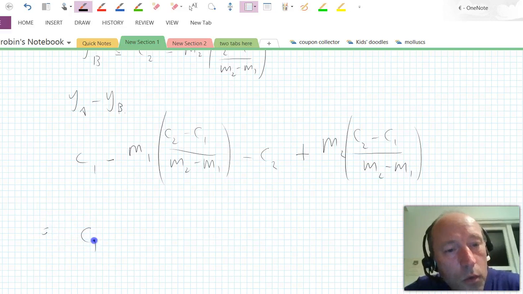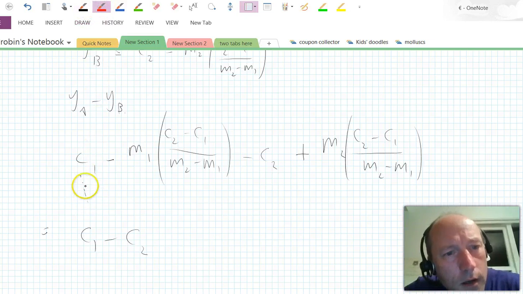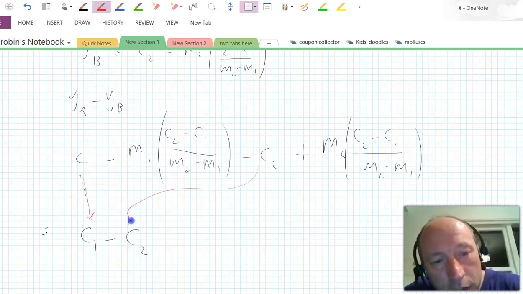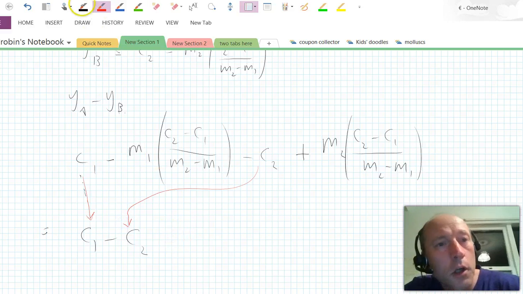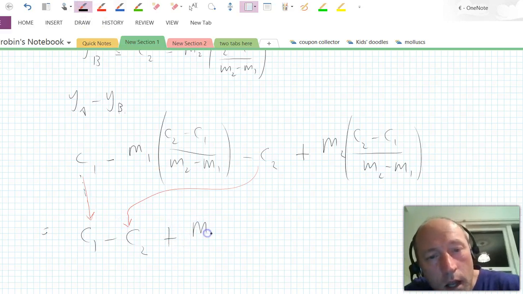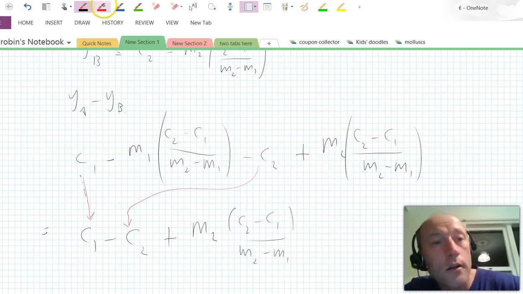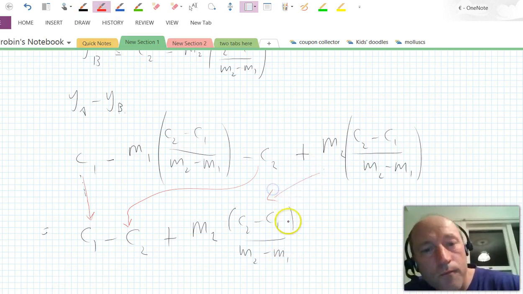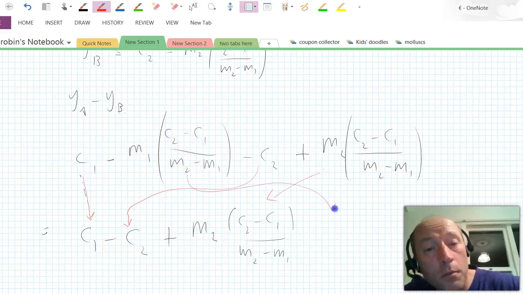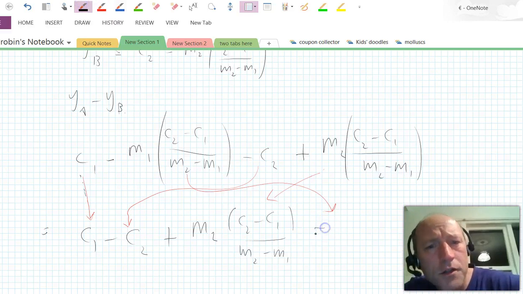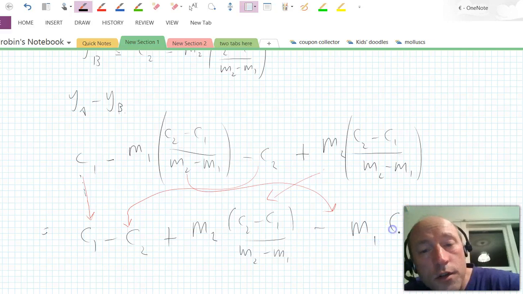So that equals c1 minus c2, oops, that should be red, c1 minus c2, which is there, go back to black, plus m2 (c2 minus c1) over (m2 minus m1), which is this one here, that's there, and this is the only term I haven't got, I'm going to put that there, minus, go back to black, minus m1 (c2 minus c1) over (m2 minus m1).